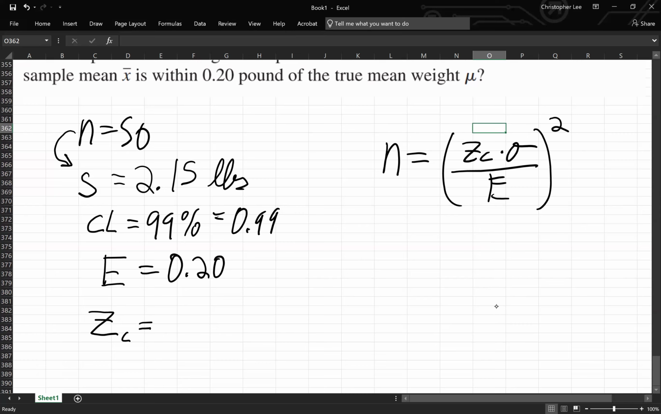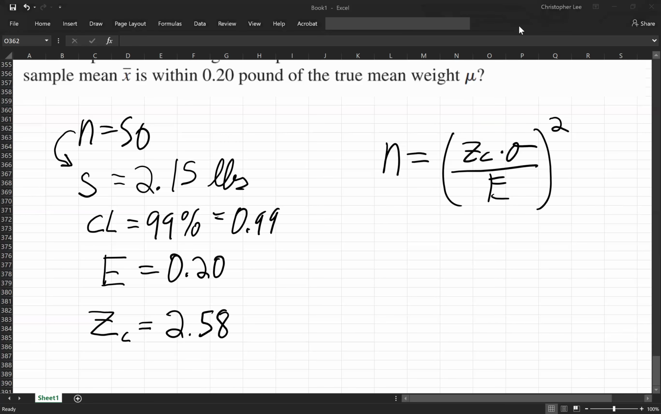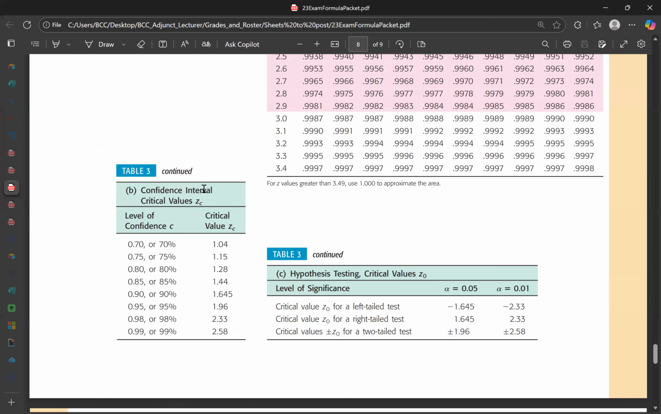Go down to the 99%, and what's the Z critical value there? 2.58. That's it, the table, right? Let's verify it together real quick. It's this little table right here where it says confidence intervals. So I'm going down to 99, and the critical value is 2.58.